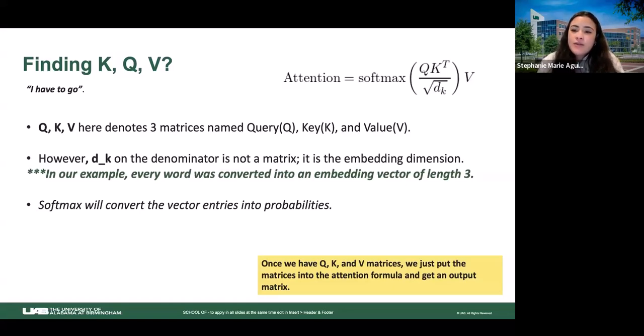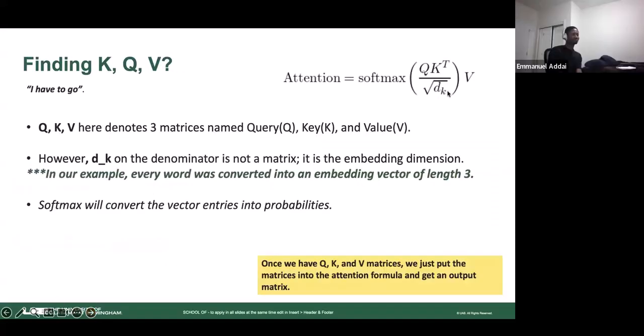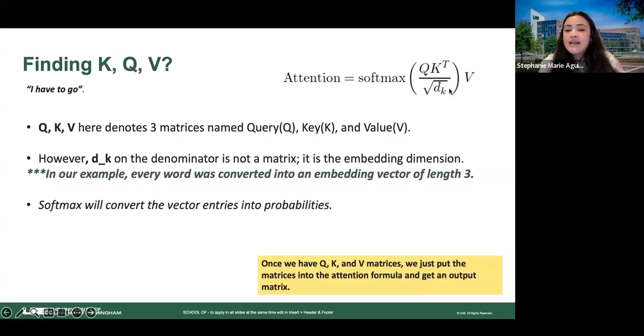So I just wanted to bring forward that d_k, or the square root of d_k, is not a matrix, it's an embedding dimension. That embedding dimension is telling you that each one of those words has three different numbers, as you saw from the previous slide. You see these three different numbers, that's that embedding vector. So if you were to put the number here, d subscript k, the embedding vector would be 3.